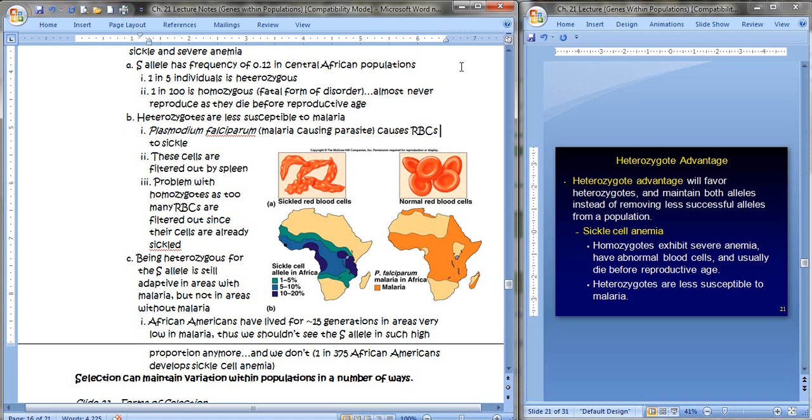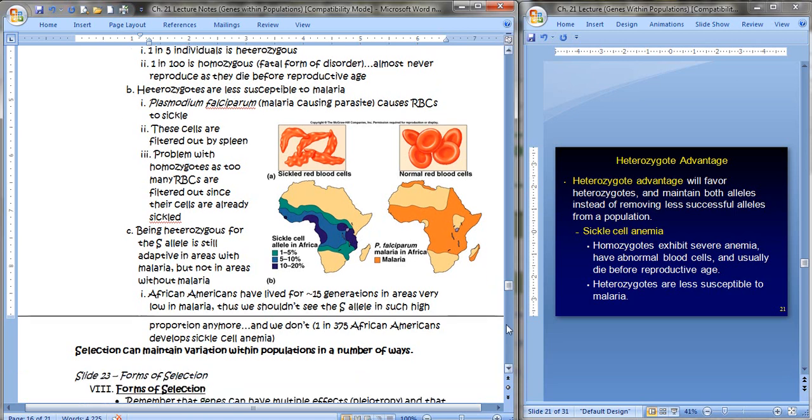So what you see, this is very interesting. This graph shows you the incidence of sickle cell anemia in Africa, and this shows you the incidence of malaria in Africa. So notice how these two unrelated things go together, where if you have this disorder or if you're a carrier of this disorder, you're resistant to this disease.